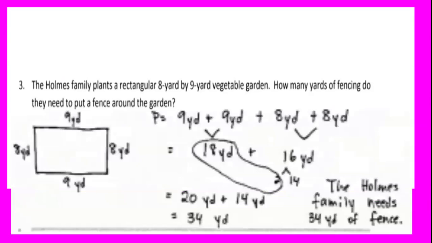So there's a diagram of a rectangle. The long side is 9, the short sides are 8. The perimeter is adding up the sides, 9 plus 9 plus 8 plus 8. When you add them together, the Holmes family needs 34 yards of fence for their vegetable garden.